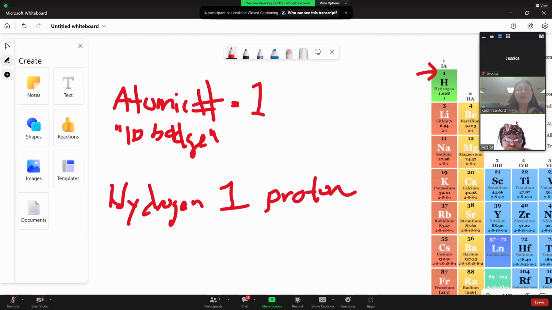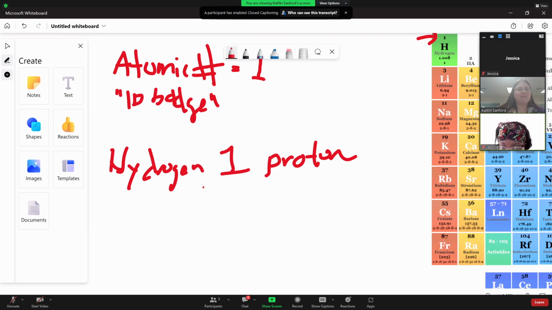Now, you know that everything on this table is what we consider electrically neutral. What does that mean? Okay, I said everything on this periodic table is what we consider electrically neutral. What does that mean? When something is neutral, it means it has no charge, right? But a proton has a positive charge. So how do we balance that out so that we have no charge?